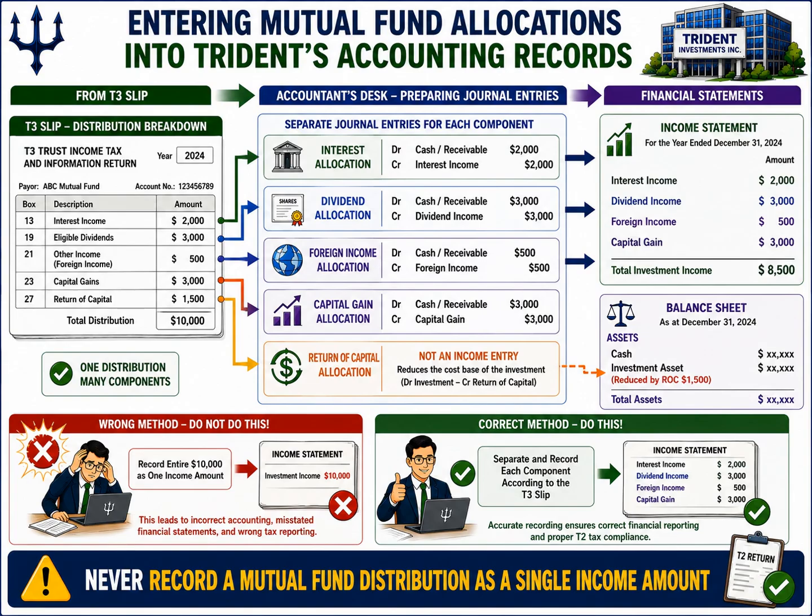The most important lesson from this slide is highlighted in the banner at the bottom. Never record a mutual fund distribution as a single income amount. Always use the T3 slip to identify the underlying components. Then record each component separately based on its proper accounting and tax treatment. When this process is followed correctly, the financial statements become more accurate, the investment records remain reliable, and the corporation's T2 tax return can be prepared with confidence and compliance.